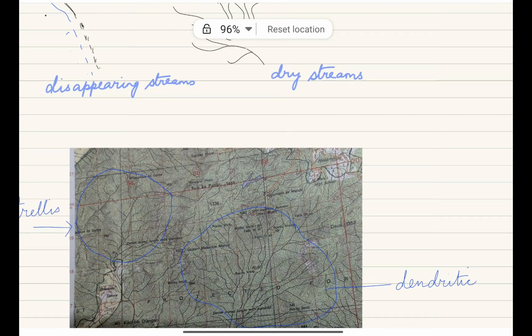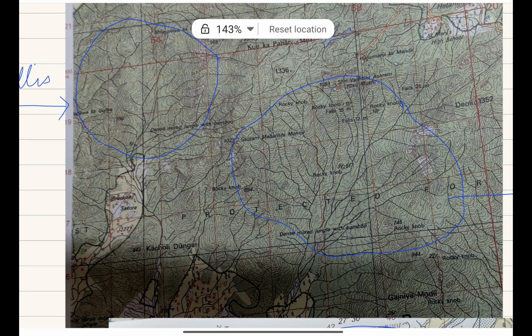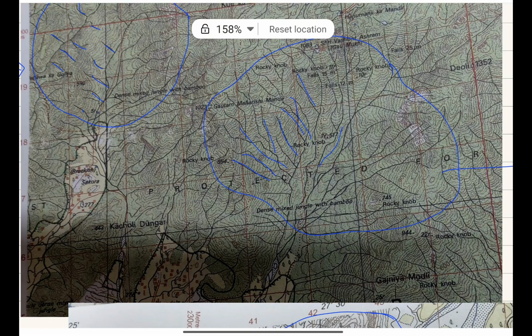Now children, see this drainage pattern. You can see that these tributaries are joining almost in a straight line. So we call this trellis. Whereas here you see they are joining like a branch of a tree. Therefore we call this dendritic pattern of drainage.